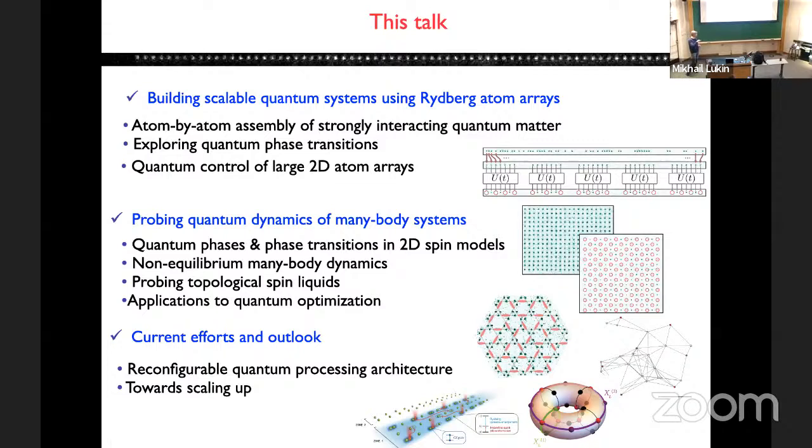And then at the end, I hope we'll have a little bit of time to tell you about a new architecture for quantum computing that we have recently demonstrated. And I think it's a very exciting, very special kind of approach.